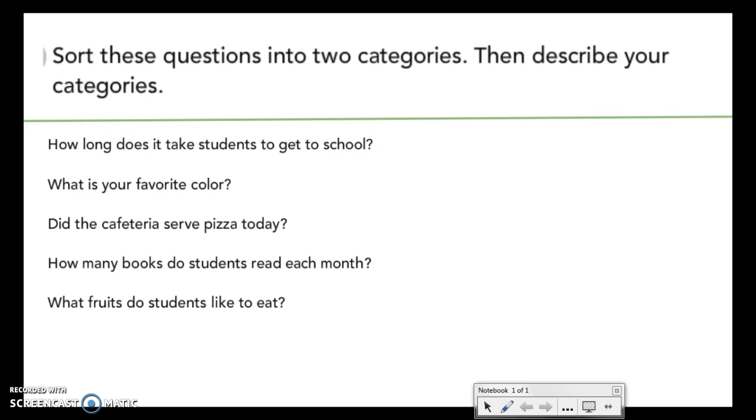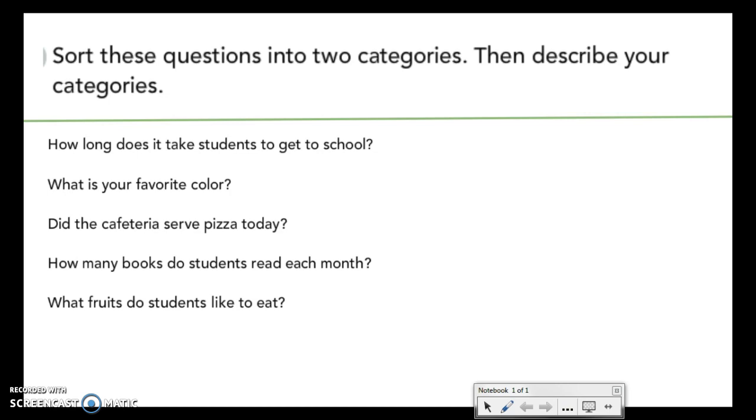When I looked at this, I kind of sorted them from school related items to things that don't really have anything to do with school. So like, how long does it take students to go to school versus the cafeteria and the books one? I had that in one category. Then I had, what is your favorite color and what fruit do students like to eat in another category. There are several different ways to split this up, but it's kind of subjective. It kind of depends on what you wish your category could be, okay?